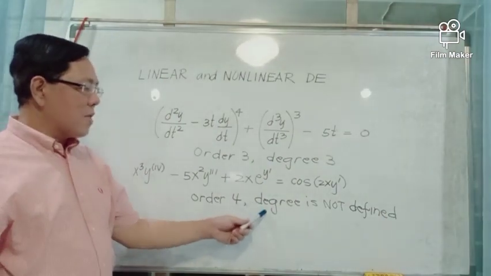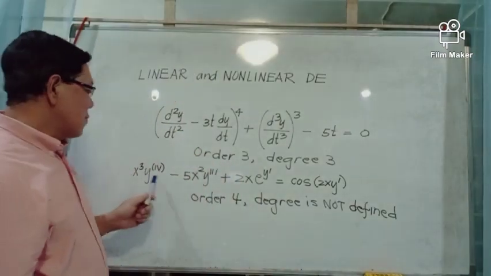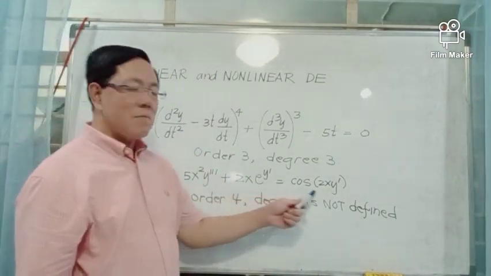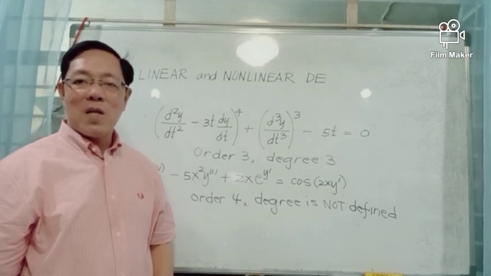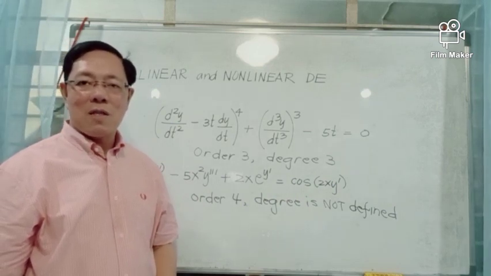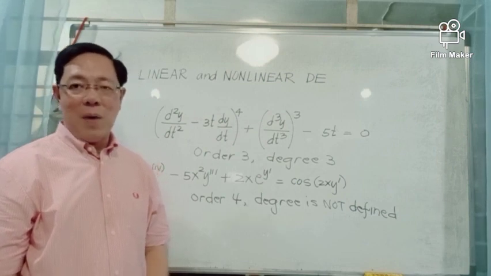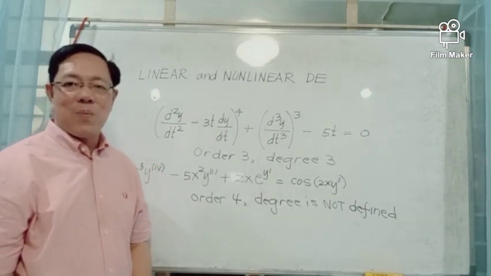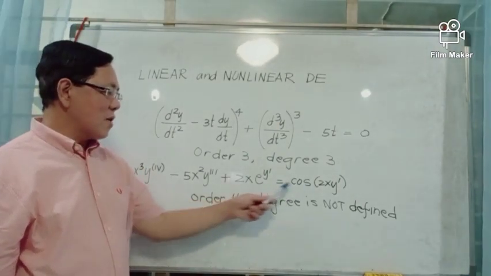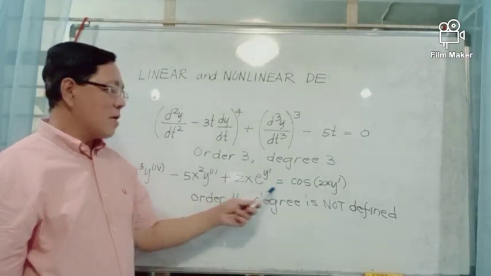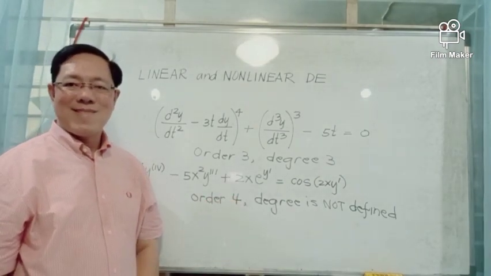The degree of this differential equation is not defined because we cannot write the terms of this differential equation as a polynomial equation. That is, we cannot write the terms according to the decreasing powers of the derivatives of y. Hence, the degree of this second differential equation, because of this cosine and this exponential function, is not defined.